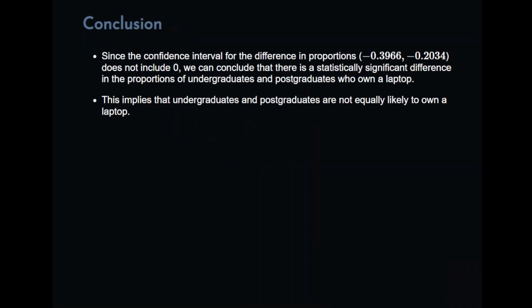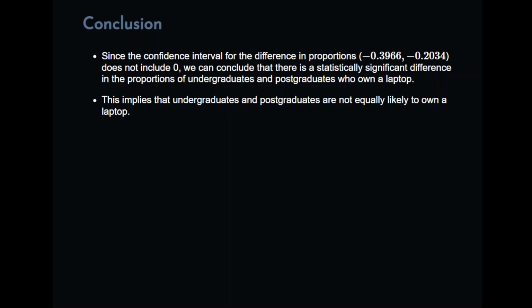Oh yeah, since we have the confidence interval, we have to interpret it. Since the confidence interval for the difference of proportion does not include 0, we can conclude that there is a statistically significant difference in the proportion of undergraduates and postgraduates who own a laptop. This implies that undergraduates and postgraduates are not equally likely to own a laptop. Essentially we're looking at that confidence interval and seeing whether 0 is in that range of values.